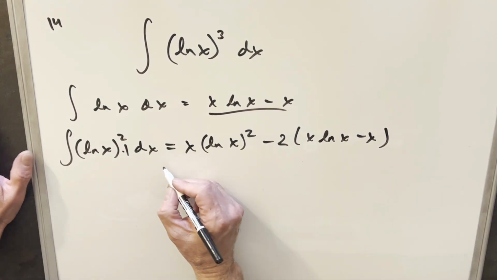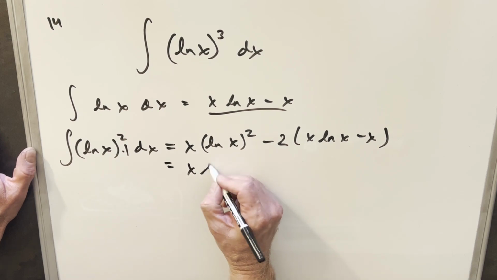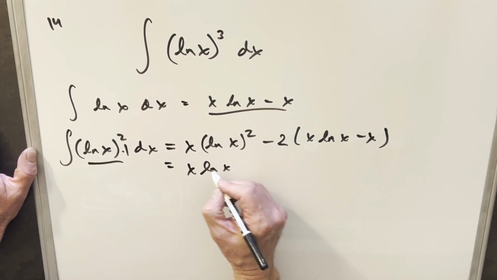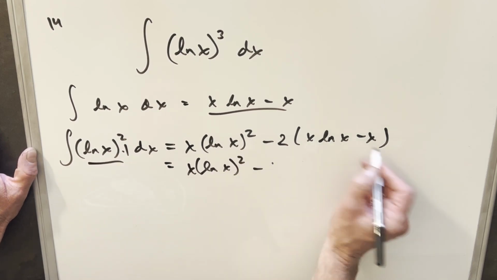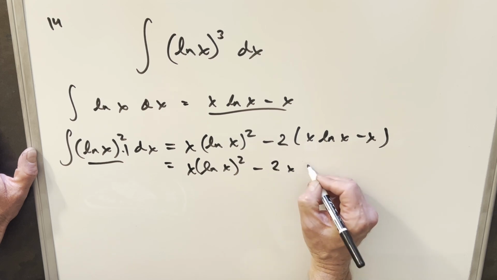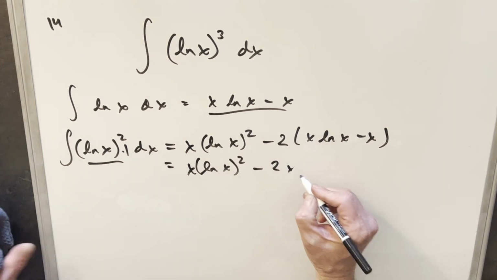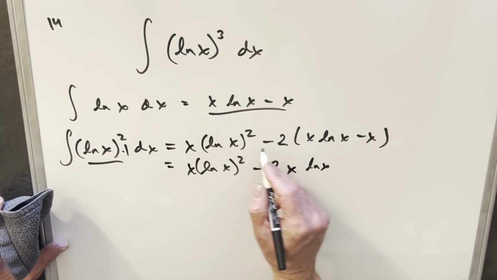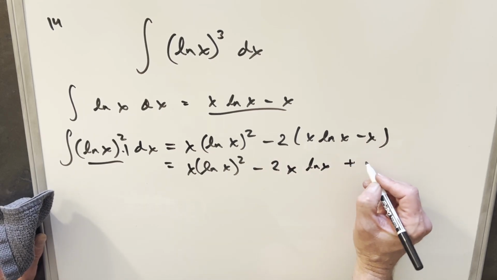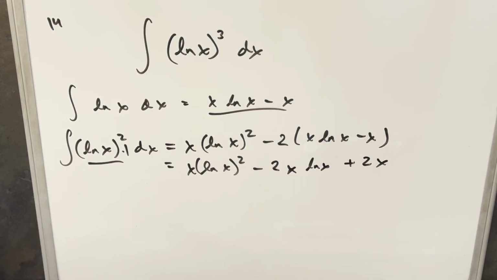So then let's just clean this up really quick. So this full solution for this is going to be this thing, distribute this in, we get minus 2x, no, just 1x. Minus 2x ln x minus 2 times minus x plus 2x.